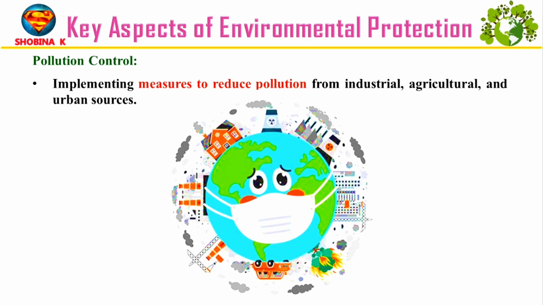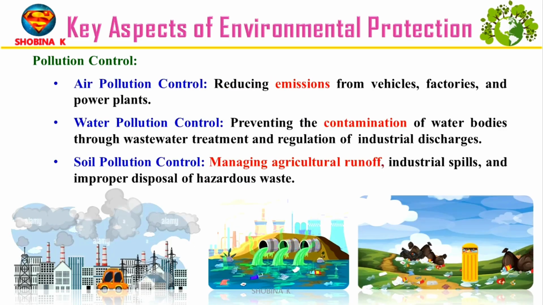Pollution prevention and control is reducing and eliminating pollutants that harm the environment and human health. Pollution control is a crucial aspect of environmental protection, and it involves implementing measures to reduce pollution from various sources like industrial, agricultural, and urban sources. Air pollution control focuses on decreasing emissions from vehicles, factories, and power plants. Water pollution control involves preventing water bodies contamination through wastewater treatment and regulating industrial discharges. Soil pollution control includes managing agricultural runoff, industrial spills, and improper disposal of hazardous waste.